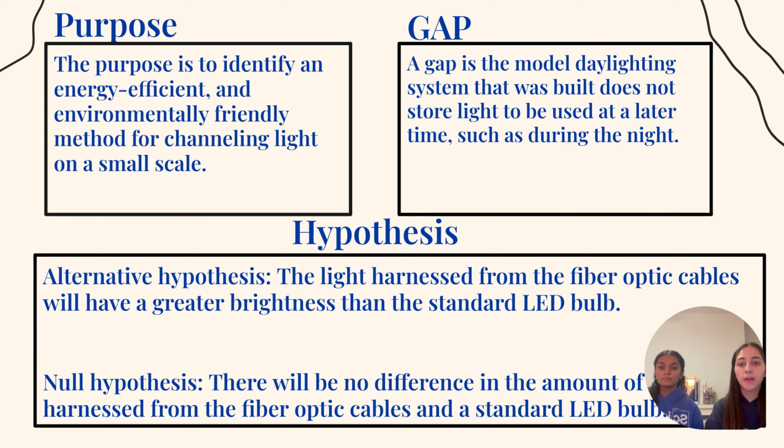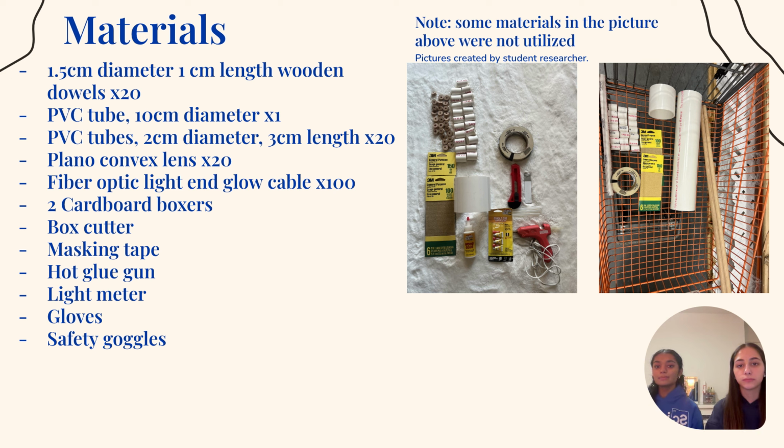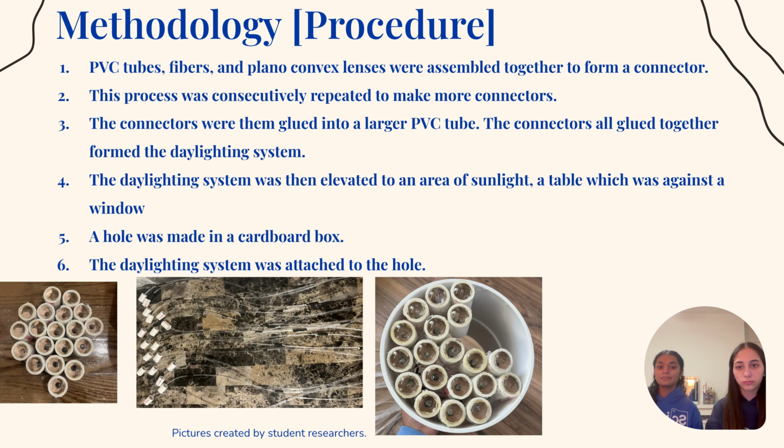The alternative hypothesis was that light harnessed from the fiber optic cables will have a greater brightness than a standard LED light bulb, whereas the null hypothesis is that there would be no difference in the amount of light harnessed from the fiber optic cables and the standard LED light bulb. These are some key materials: the PVC tubes, the plano-convex lenses, and the light meters. The PVC tubes, the fiber optic cables, and the plano-convex lenses were assembled together, forming a connector.